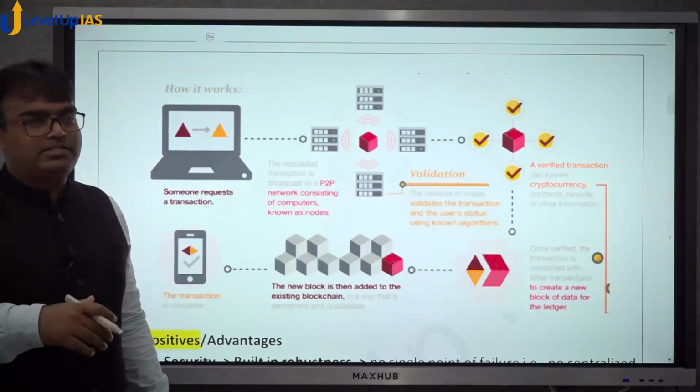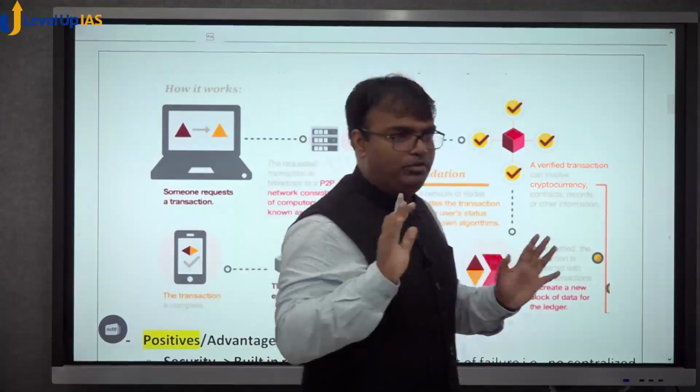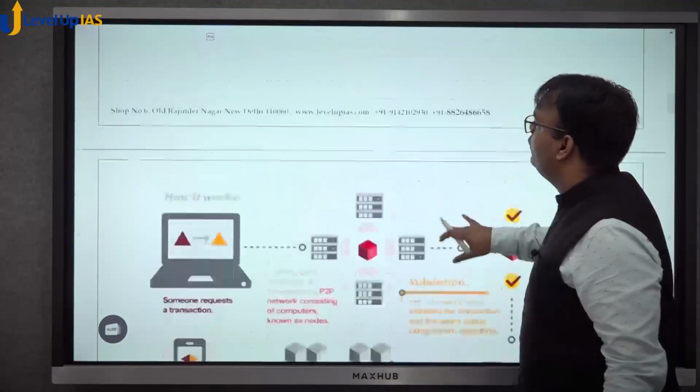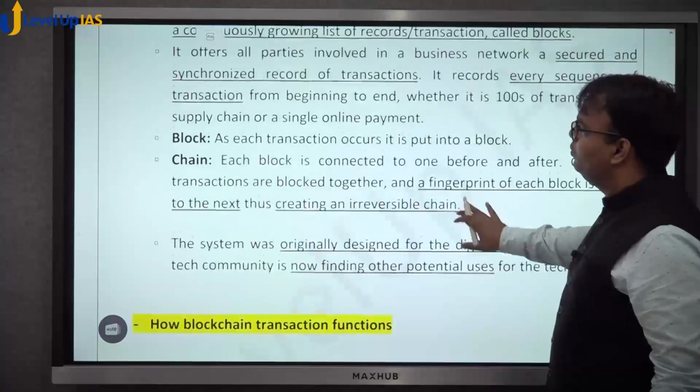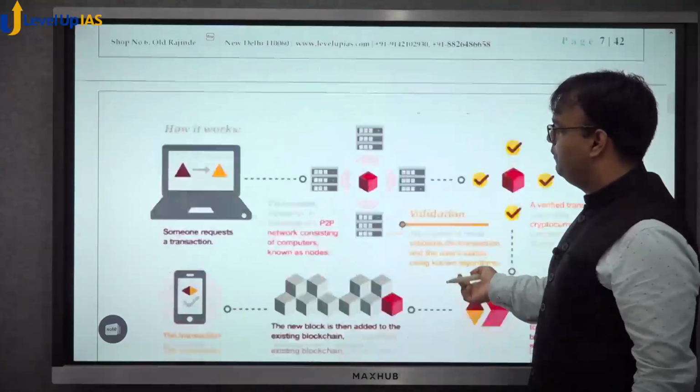Now, what is the purpose? Blockchain is clear to all of you, I'm hoping you have understood this. Now, here in your notes, I have explained these things only. What a block is, what a chain is. I have explained all those things to you.